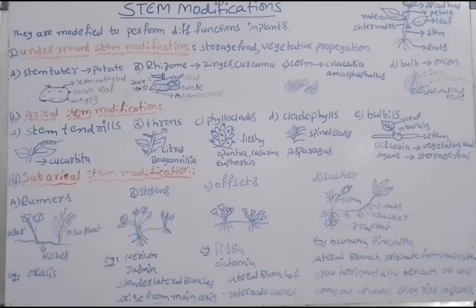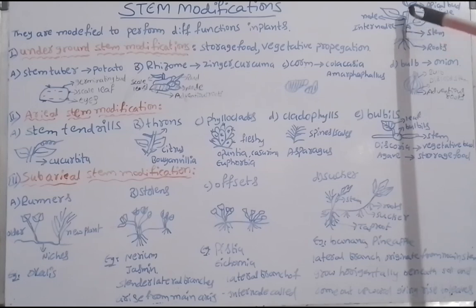Hi students, today we will learn about stem modifications, a very important question in Inter first year Botany. First of all, we need to know what a stem is and how to identify it. The stem is the ascending part of the axis bearing leaves, flowers, fruits and branches.